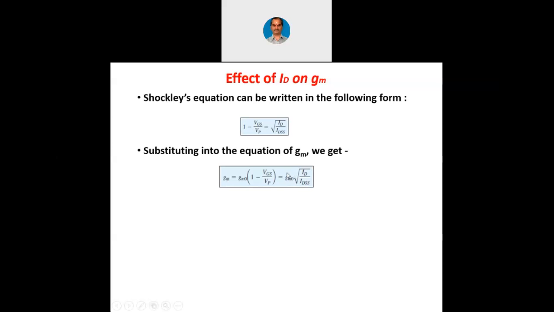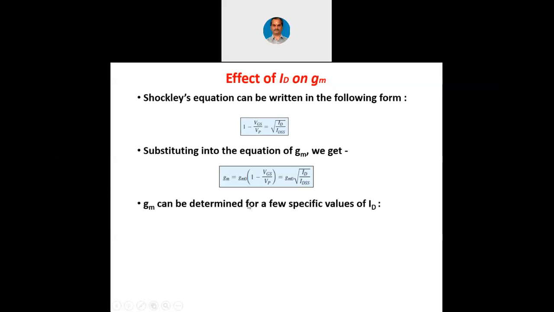Now we know that this GM0 is a fixed value, IDSS is a fixed value, only ID is going to vary, which means GM is proportional to square root of ID, which is obvious from this expression. These two factors are not going to affect GM as such, but ID will be varying, and accordingly GM will be varying. So we can say that GM is proportional to square root of ID. That is the relationship between GM and ID.